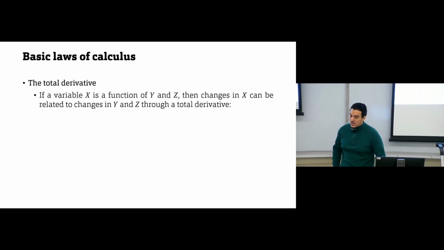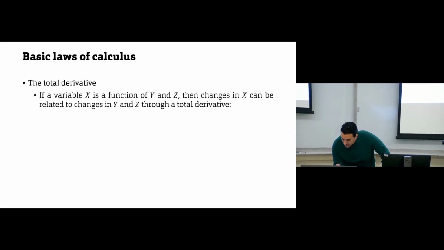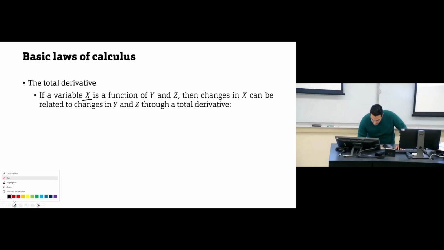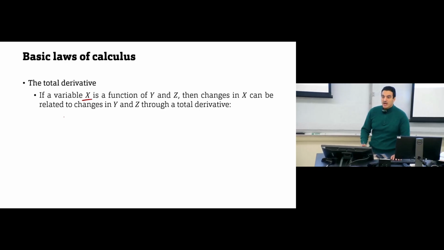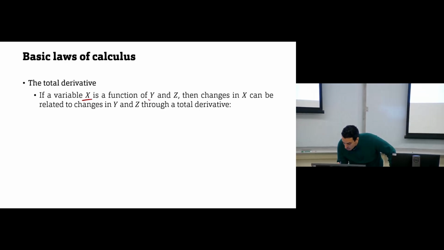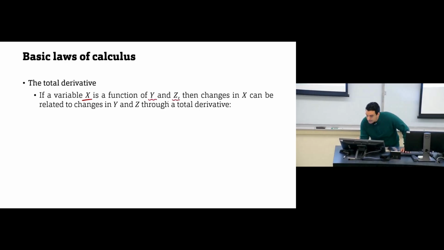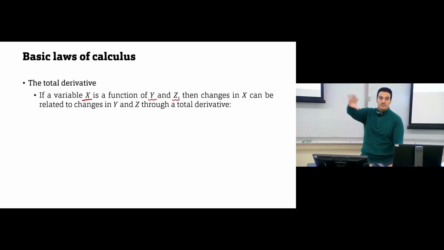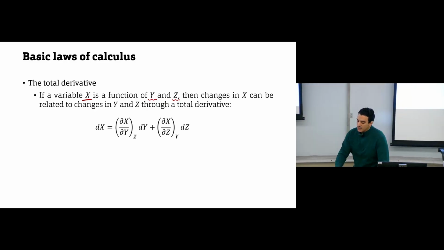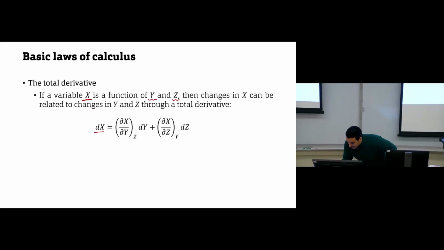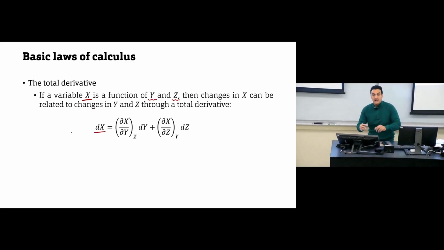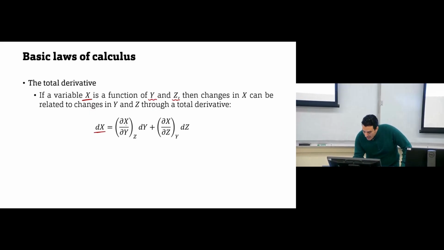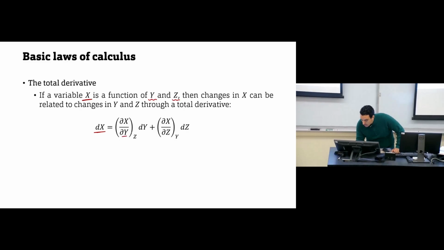Okay, and this is how it looks. If we have a variable x, and we need to see the change in this variable x, and we know that this variable x is a function of two other variables, y and z, so the value of x depends on y and z, then we can say that any change in the value of x can be calculated if we can quantify how x will change with respect to y and how x will change with respect to z.